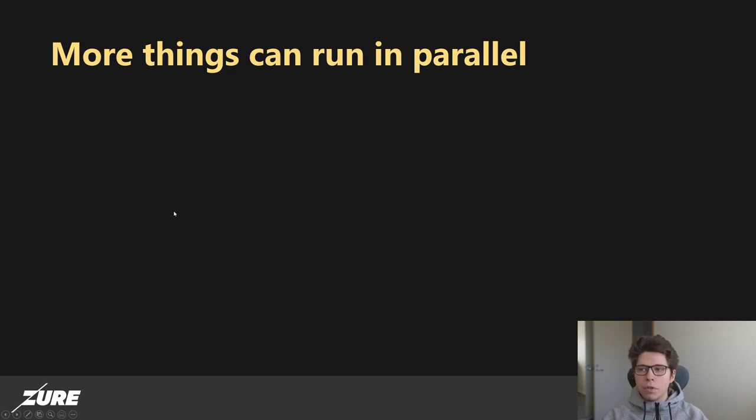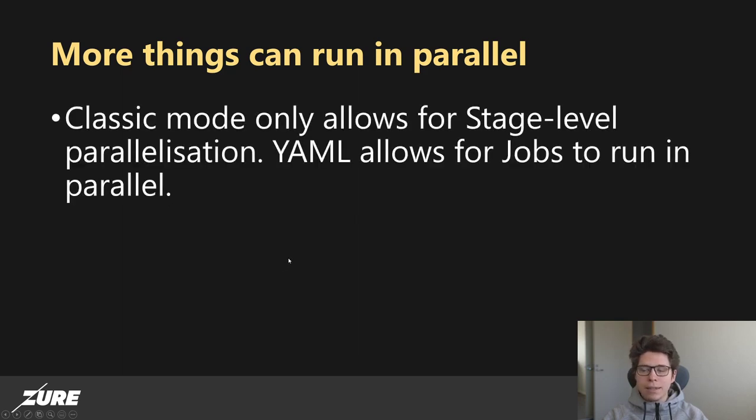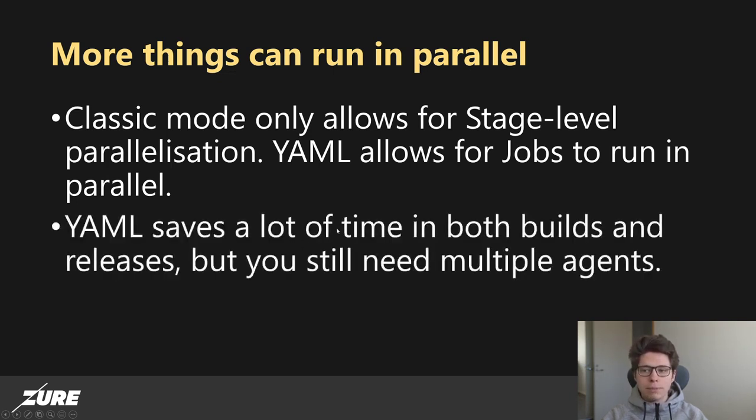Then, of course, more things can run in parallel, as I was foreshadowing earlier. So classic mode only allows for stage level parallelization. YAML allows you to do dependency graphs for real, so you can do whatever you want with jobs as well. So in this sense, you also save a lot of time when working with YAML. You of course still need to have that many VMs that you want to have parallelizing your tasks.